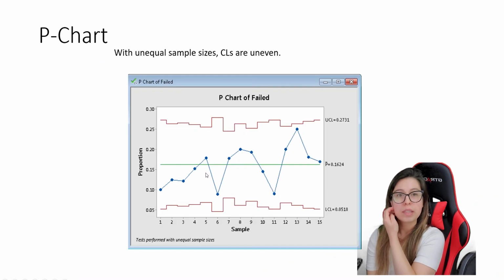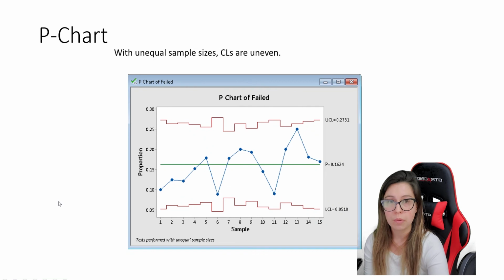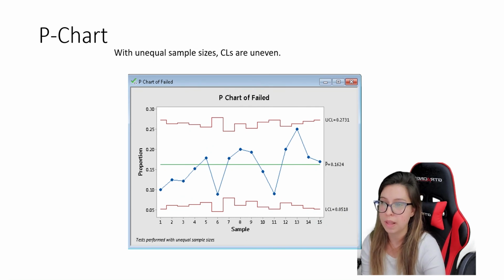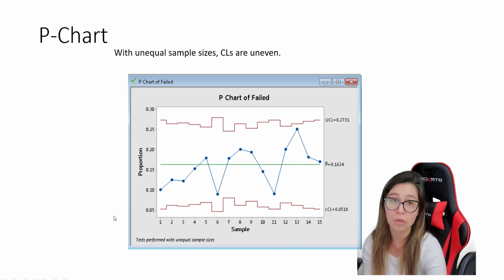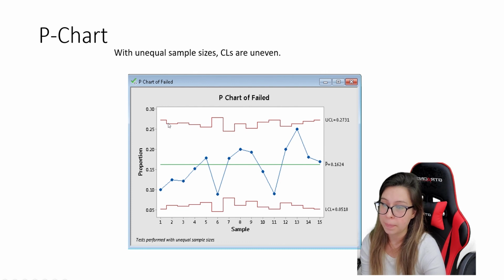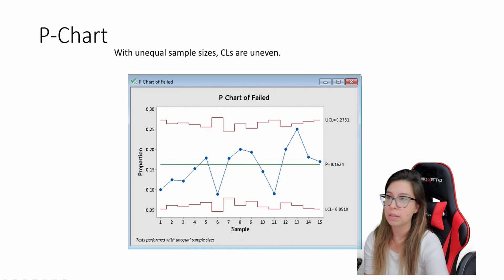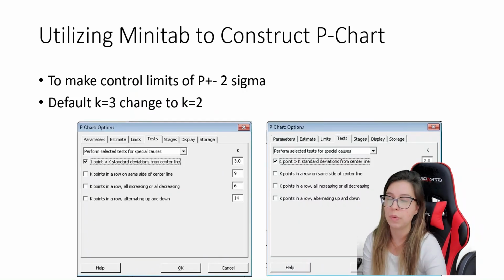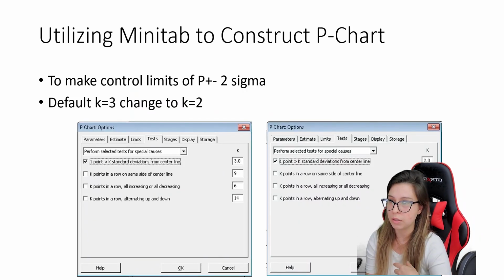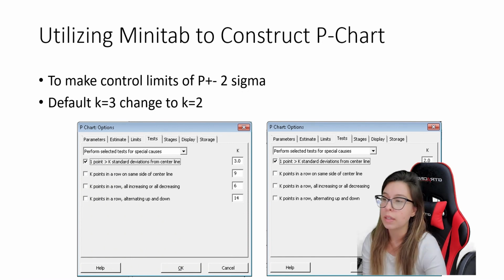And this is what it looks like. We have unequal sample sizes, so this means that the control limits are also uneven. Here we can see that nothing is out of control, everything looks good. But the truth is that we need 2 sigmas for our type of analysis. We want it to be a little bit more strict.